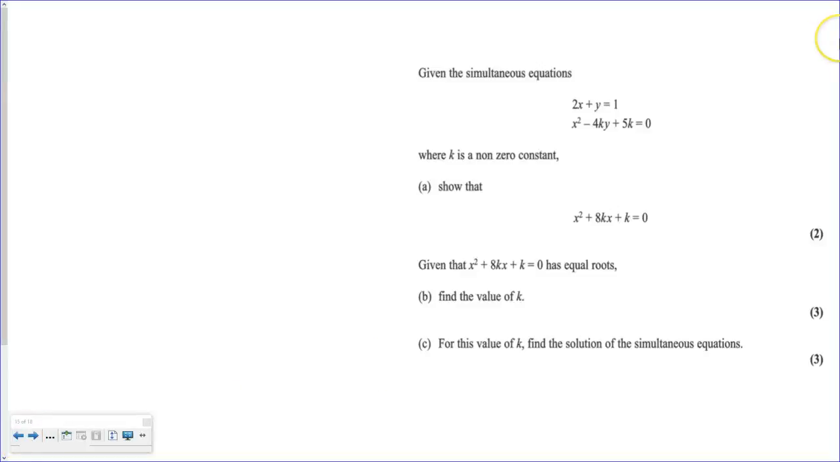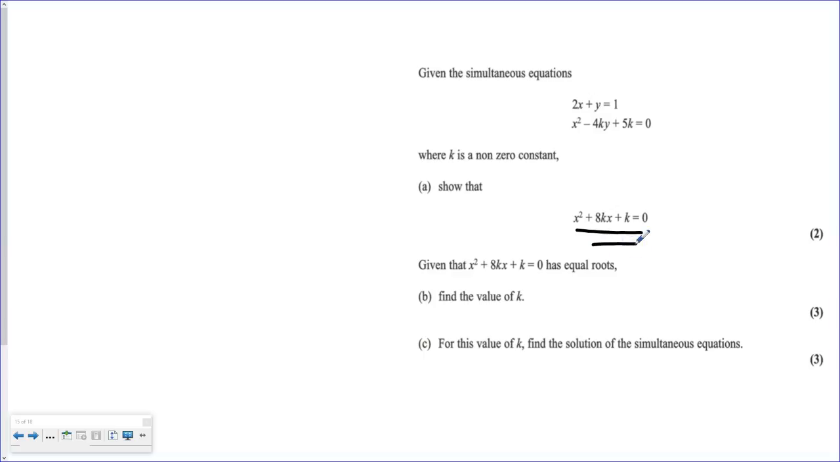And the last question, nearly end now. So we've got 2x plus y equals 1. And we've got the other equation there. We're going to show, where k is a non-zero constant, so k is not going to be 0, that we get x squared plus 8kx plus k.